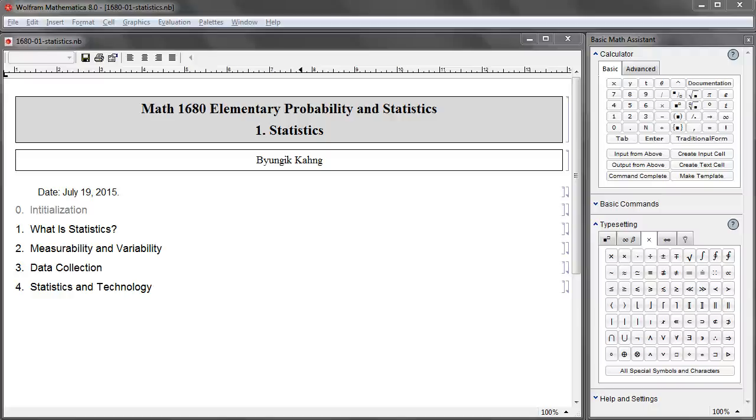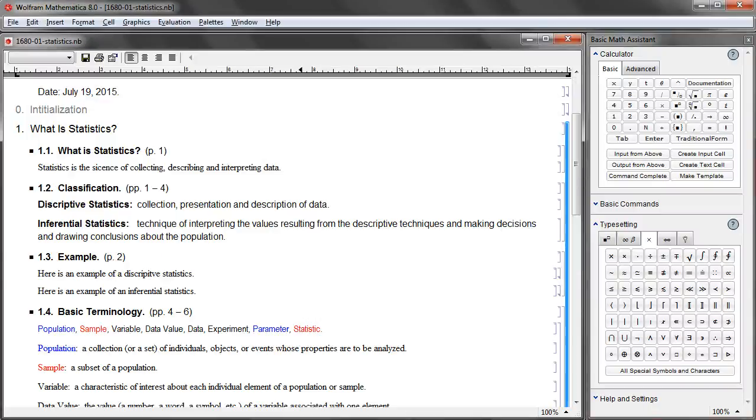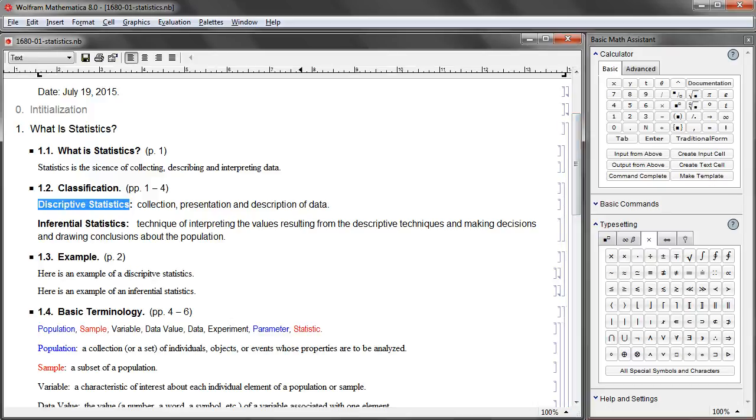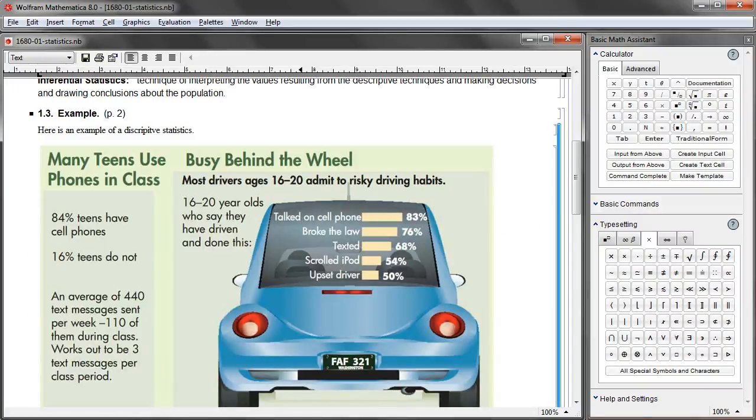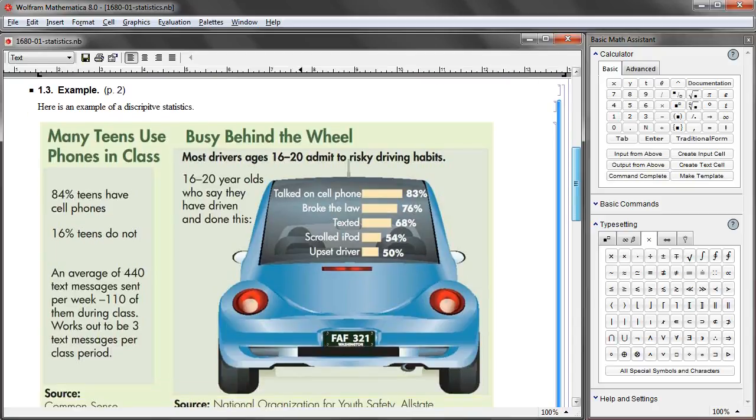Welcome back, let's continue. In the previous video, we talked about descriptive statistics and inferential statistics. And I was about to give you a couple of examples related to these two, but time ran out, so let's continue. Here's an example of descriptive statistics. I took this from our textbook, and here we are. It's about teens behind the wheel and about use of cell phones.